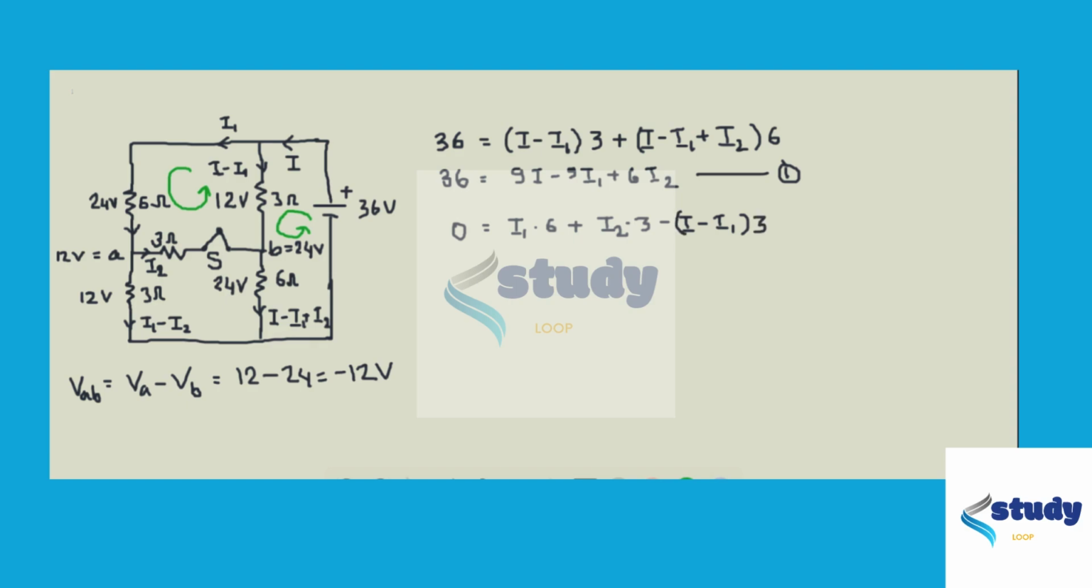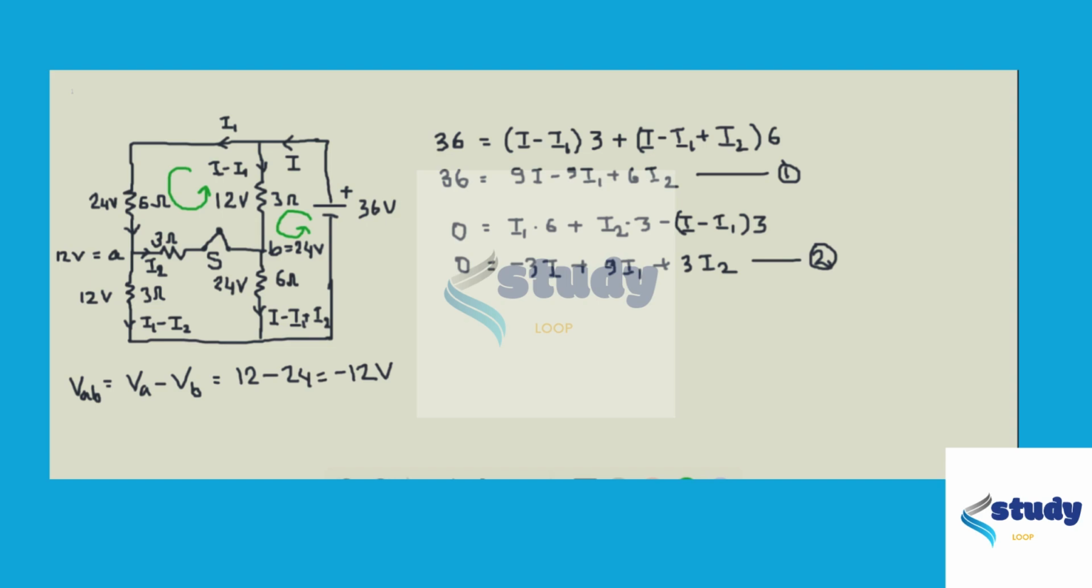right? So let me write this in a simpler form. 0 equals, in terms of I, this is minus 3I. Now I1 has the coefficient of 9, I1 plus 3 I2. Let me mark this as equation 2.